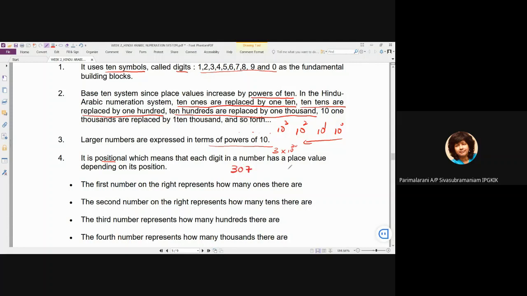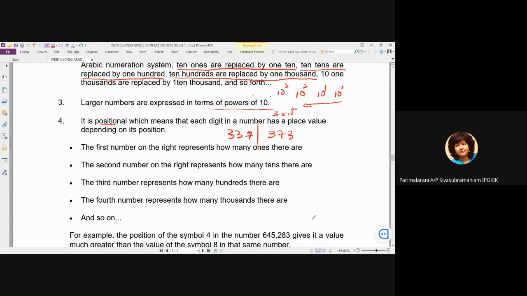Therefore, 337 and 373, although they have the same digits, both the numbers are completely different because each digit has a different place value. Therefore the value of the digit is different. So we always start from the right to the left. First is the ones, followed by the tens, hundreds, and so on.